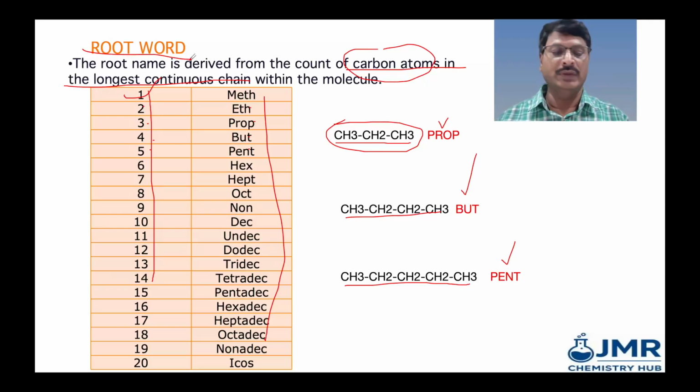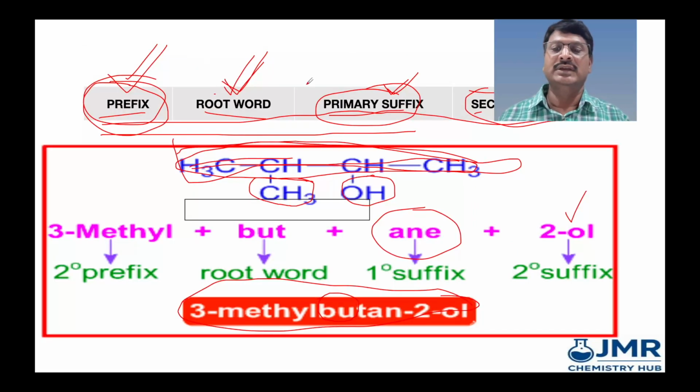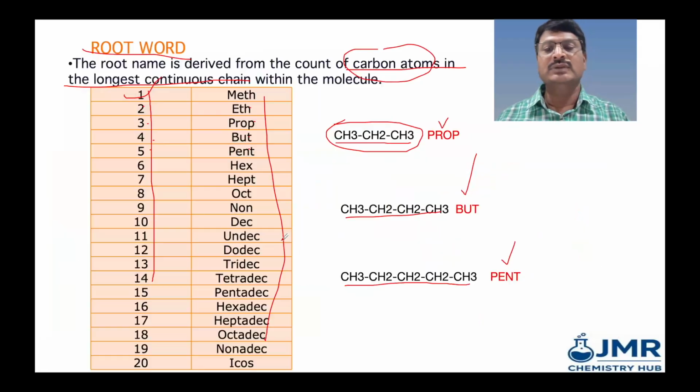This is about the root word. For example, in the previous case, the number of carbons present in a continuous chain is 4. That's why the root word is but. The root word is but because the number of carbons present in the longest chain is 4. Even though this compound contains 5 carbons, this carbon is not in the longest chain. That's why the root word name is but. So like that you can select the root word name depending upon the number of carbons present in the longest chain.